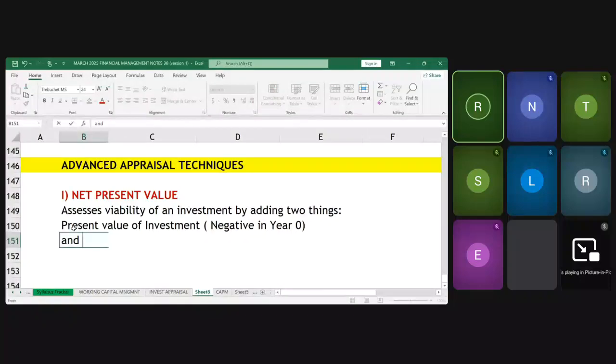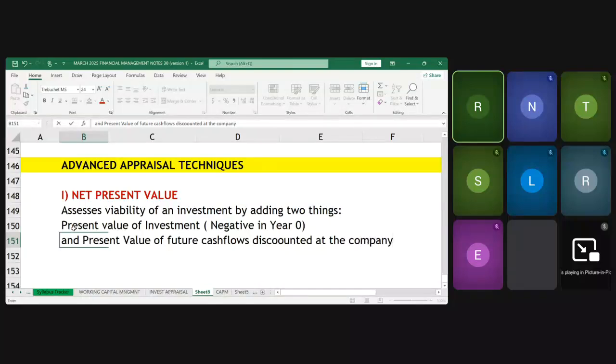else the present value of future cash flows discounted at the company's cost of capital, cost of capital, right?